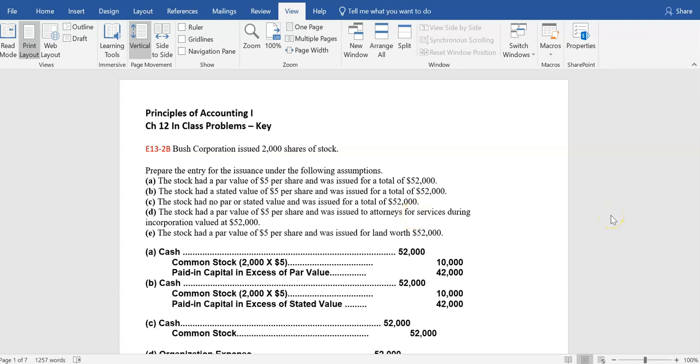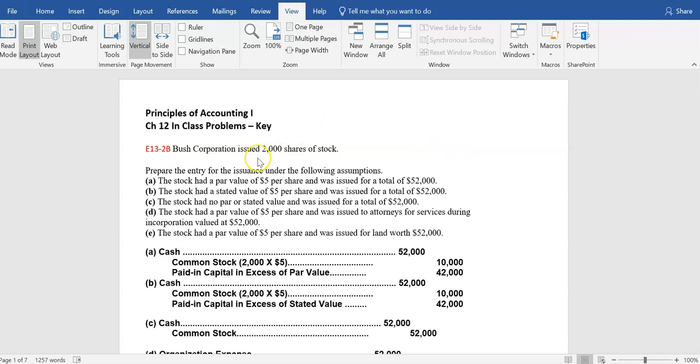Okay, chapter 13. This chapter is looking at transactions related to stockholders' equity. Corporations' owners' equity is called stockholders' equity, and the way people become owners of a corporation is through the purchasing of stock. So, corporations issue stocks, and investors become shareholders by purchasing them. So, we're going to look at the accounting for stock transactions here.